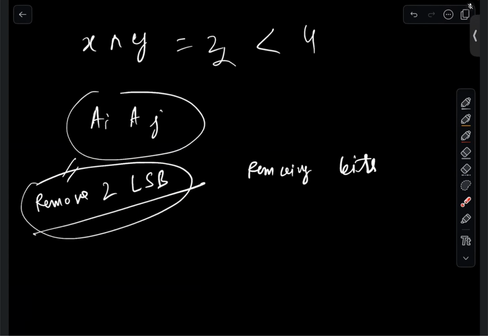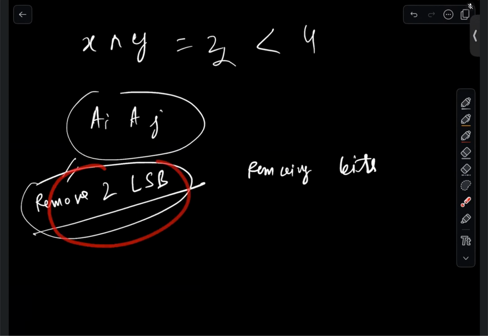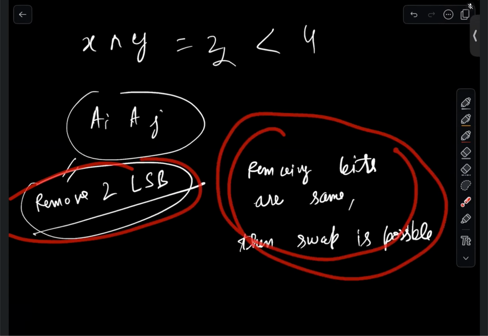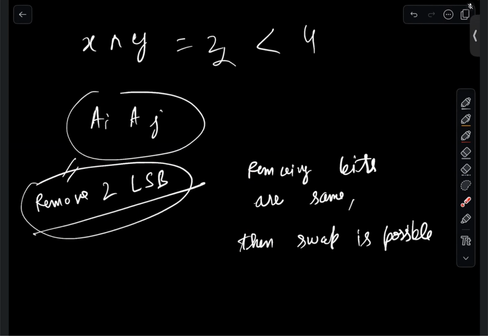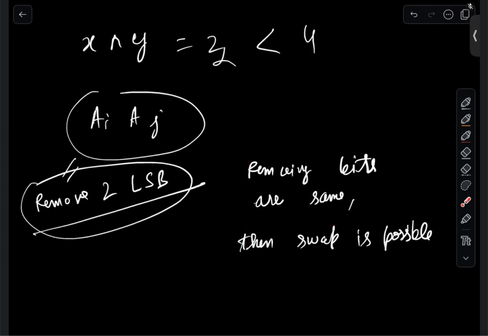their first two bits are different. The first bit contributes 1, the second bit contributes 2, which means the maximum XOR difference can only be 3. So after removing two bits, if the remaining numbers are the same, then swap is possible. That's it. So remove two bits, and then we will have these groupings of which numbers can be swapped with one another. All of those numbers whose remaining parts are the same, we can swap them. We'll have many groupings, but the idea is that within one group, we can swap all of the possible numbers.